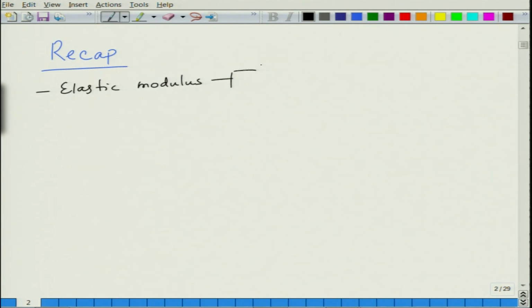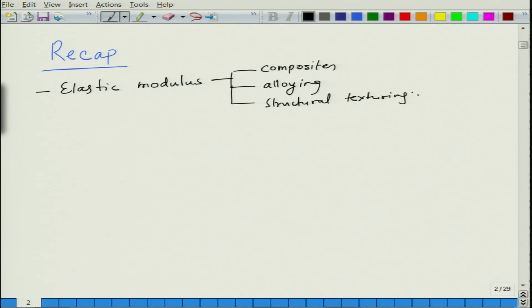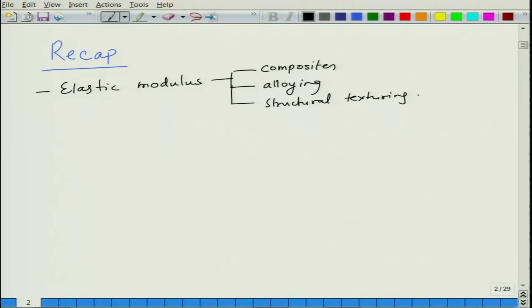Elastic modulus of materials can be tailored by making new materials like composites, or by alloying. You can add elements to a given system and then change its modulus, such as carbon and iron, and copper zinc alloys and so on. And then you can also do the same by structural texturing. It won't change the fundamental properties, but it can change the directions along which you stress, and then you can create structural texturing leading to different modulus in different directions.